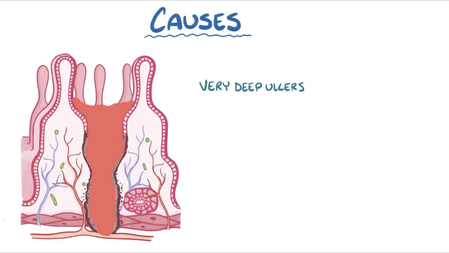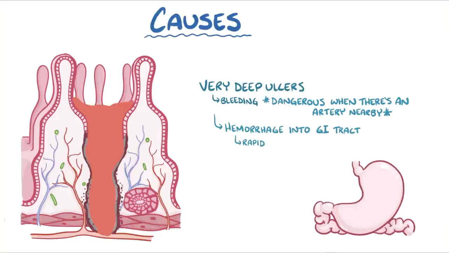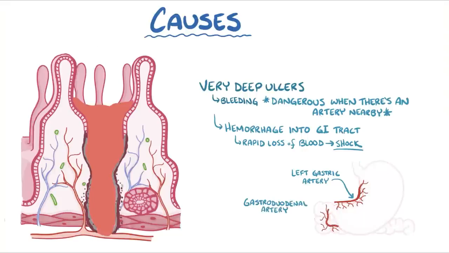Very deep ulcers can erode into underlying blood vessels and can cause bleeding, which is a problem that's extremely dangerous when there's a nearby artery. That's because hemorrhage into the gastrointestinal tract can happen, and this rapid loss of blood can ultimately lead to shock. Two well-known dangerous spots are when there's a gastric ulcer on the lesser curvature of the stomach eroding into the left gastric artery, and a duodenal ulcer on the posterior wall of the duodenum eroding into the gastroduodenal artery.